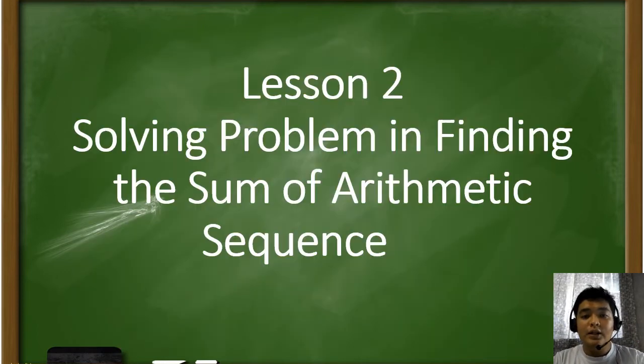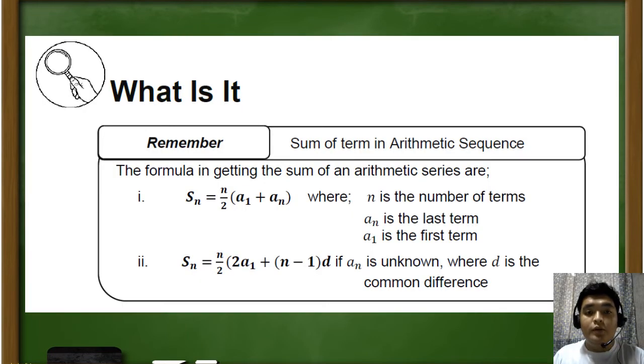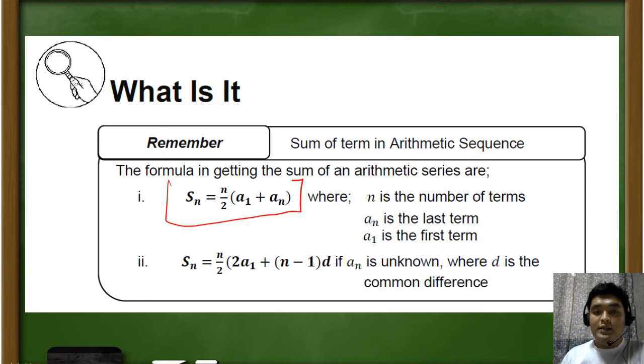Let's proceed now to our lesson 2, solving problems in finding the sum of an arithmetic sequence. Remember the formula in getting the sum of an arithmetic series. First, S sub n is equal to n over 2 times the quantity a sub 1 plus a sub n, where n is the number of terms, a sub n is the last term and a sub 1 is the first term.